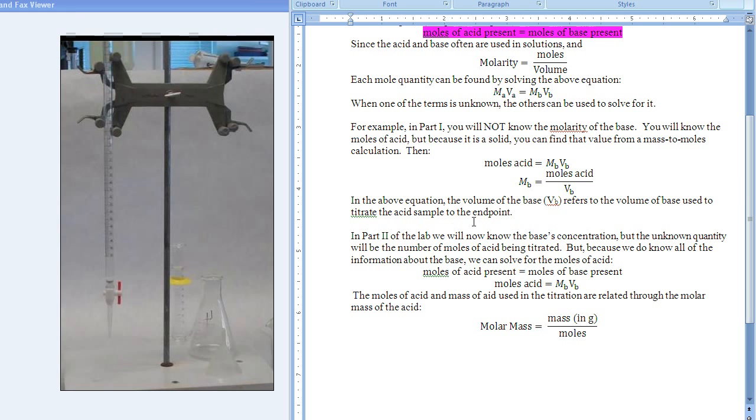So that's the standardization. That's the first half of our lab. The second half, we can now use this base. Now we know its concentration, and therefore anytime we add a specified volume of that base, we know how many moles of base are present. So if we react that base with an acid that we don't know what it is or how much of it we have, we can use the titration concept to tell us how much acid is present.